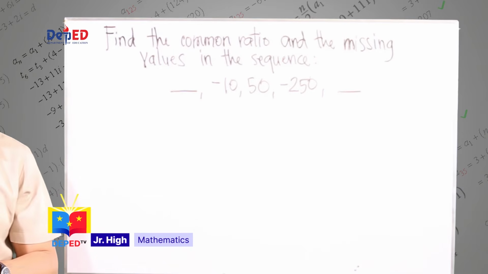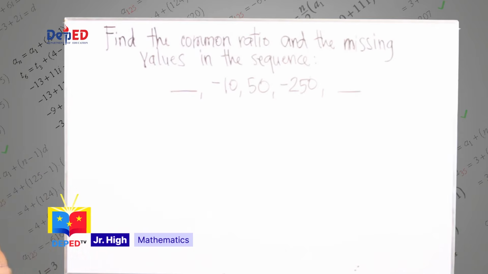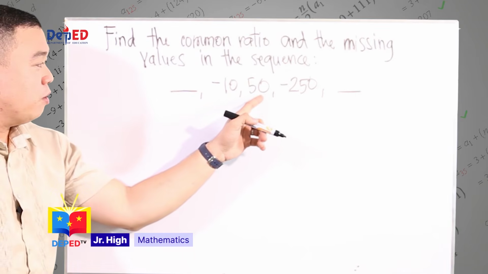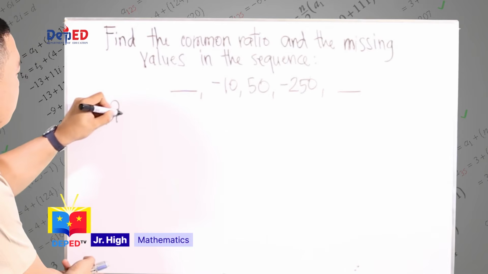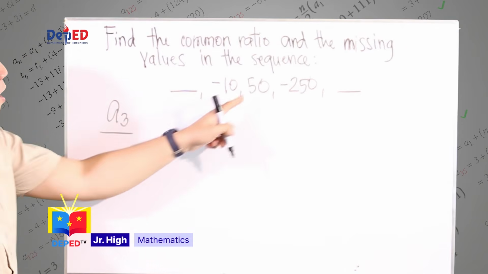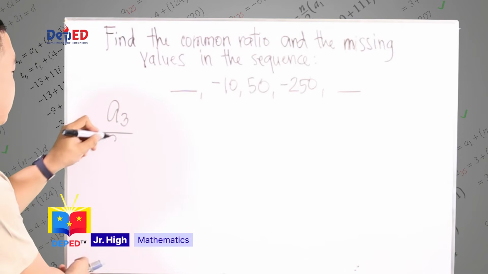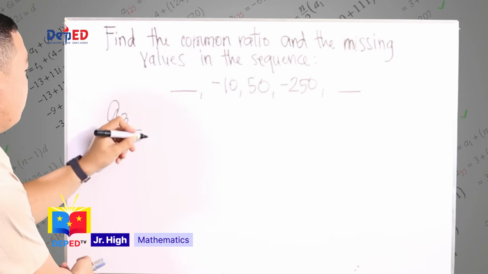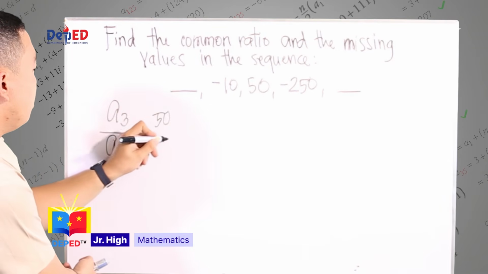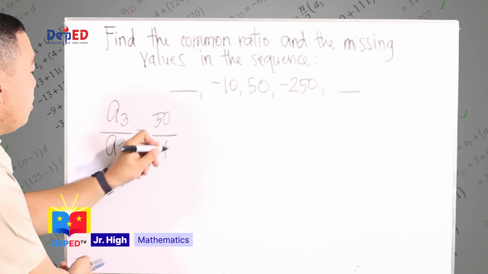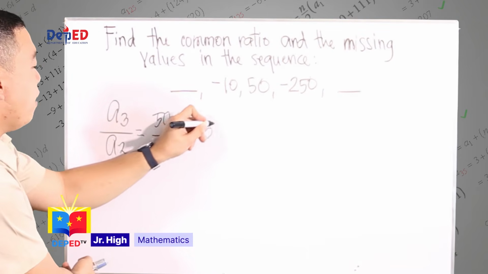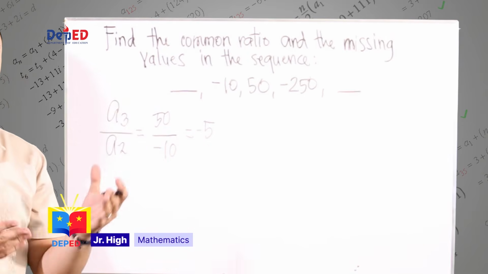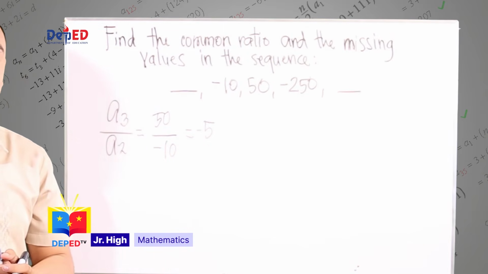First thing we need to do is to look for the common ratio r, using the given values from our sequence. In this case, we will use the third term, a sub 3, divided by the second term, which is negative 10. So that's 50 divided by negative 10, we will get negative 5. We get negative 5 because we divide numbers with unlike signs.